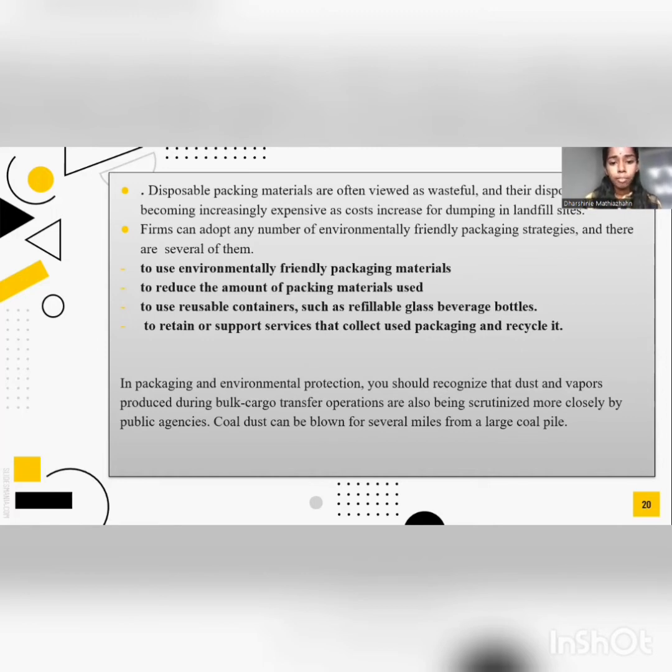In packaging and environmental protection, you should recognize that the dust and waste produced during bulk cargo transfer operations are also being scrutinized more closely by public agencies. Coal dust can be blown for several miles from a large coal field.